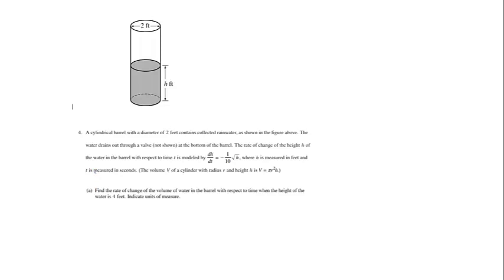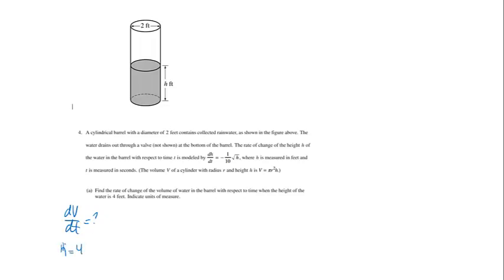Part A, find the rate of change of the volume of water in the barrel with respect to time when the height of the water is 4 feet. Indicate units of measure. Okay, this is going to be a related rates problem. They are asking you to find the rate of change of the volume of the water, so we are looking for dV/dt. They tell us that the height is 4.